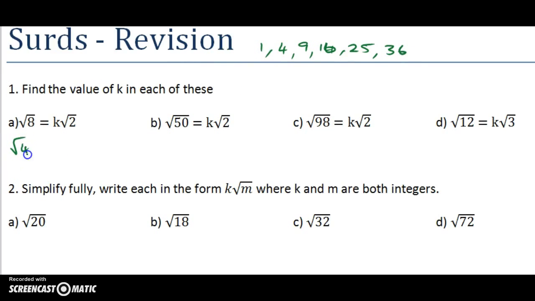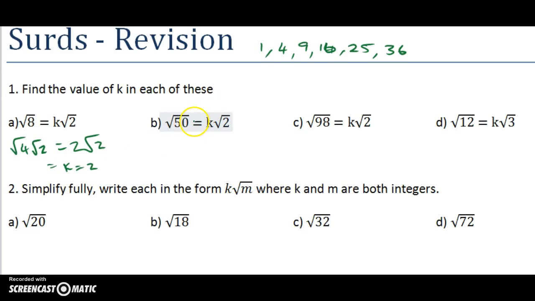So we've got the square root of 4 times the square root of 2. When we find the square root of 4, we get 2. We can't find the square root of 2. The square root of 2 is a surd. This means that k is 2.